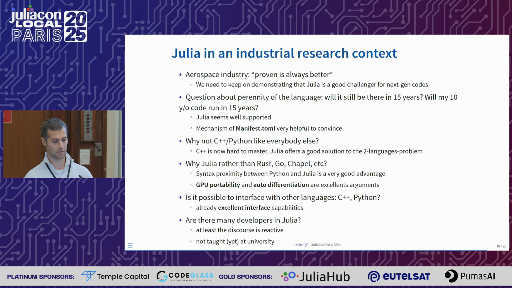We loved the GPU portability. I think it's a really good point for the Julia community, and also, of course, auto-differentiation. And finally, regarding the interface, we found that Julia is already excellent at wrapping other codes, C libraries, and the other way around, being called by a Python script is quite easy. So it's also an excellent argument for us to discuss with our colleagues.